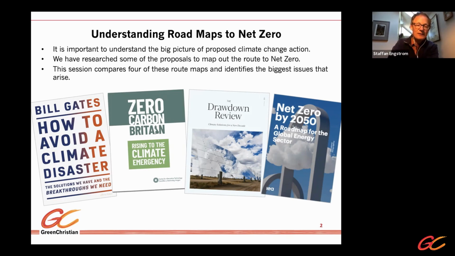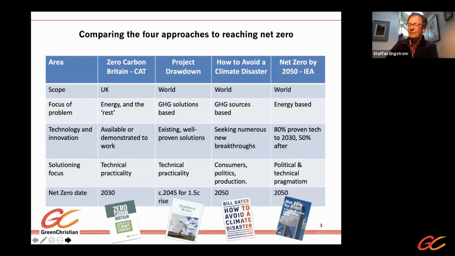So let's move on. The first model I'd like to talk to you about is going to be the zero net carbon model. The second is Project Drawdown. Then Bill Gates' book, How to Avoid a Climate Disaster. And finally, net zero by 2050. And I thought it'd just be useful to compare those 4 approaches.